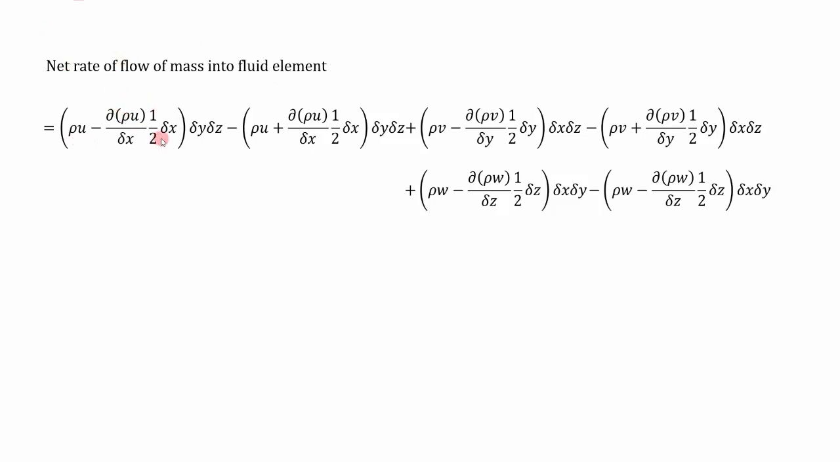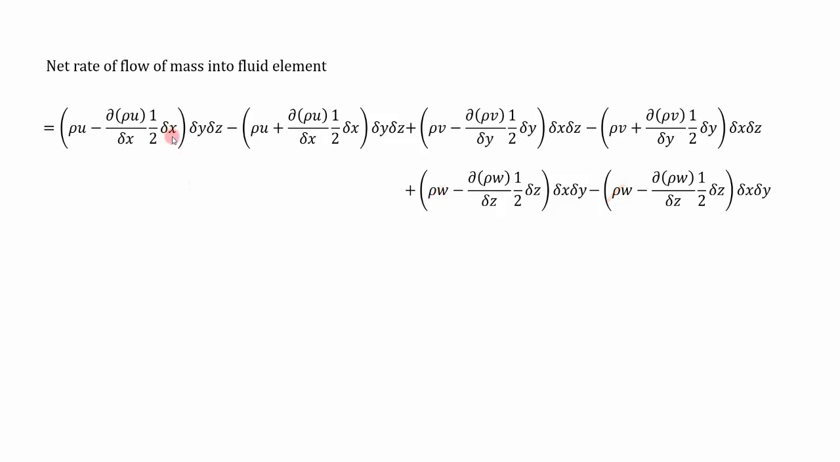If you multiply this negative sign into this, it will become minus rho u, minus these things, minus this term. So already we have a plus rho u here. Here you will be having minus rho u. So these two things will get cancelled. Similarly, this rho v and this minus rho v will get cancelled. Similarly, this rho w and this minus rho w will get cancelled.